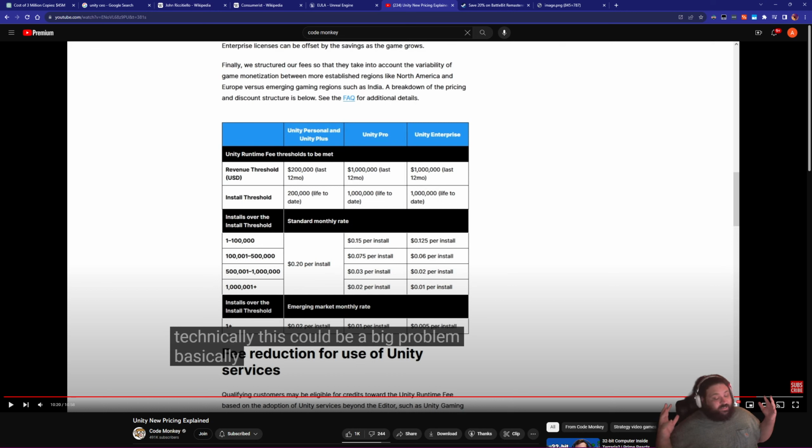It is potentially a huge problem, and Unity is holding all of these cards, and they make all of the rules when it comes to this, especially with how ambiguous all of this is. Am I making sense? Why I feel like this is a problem?